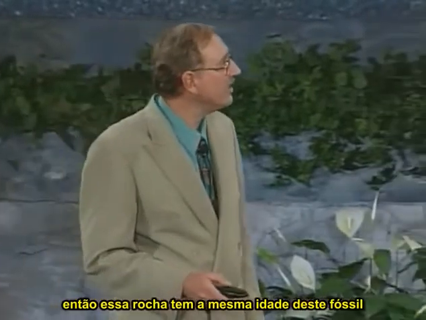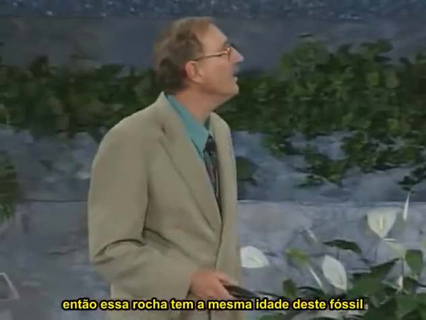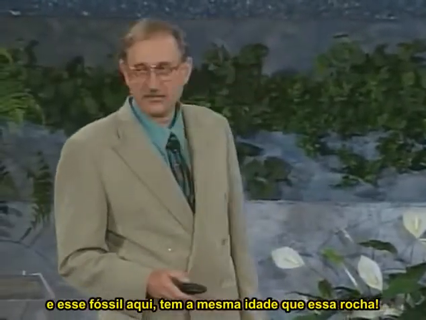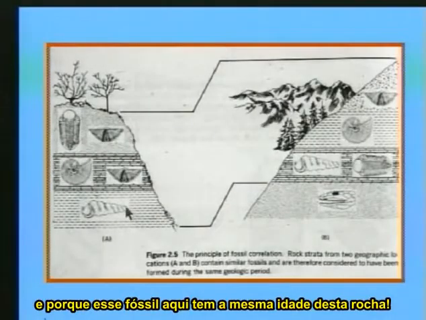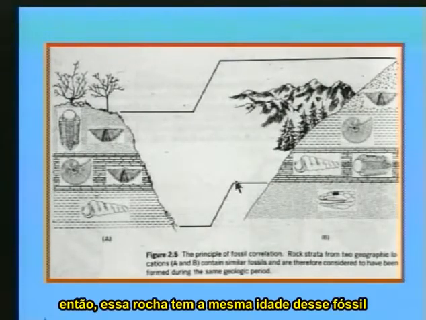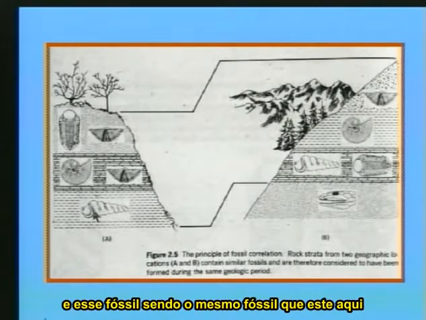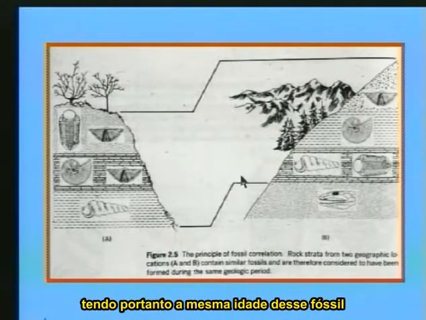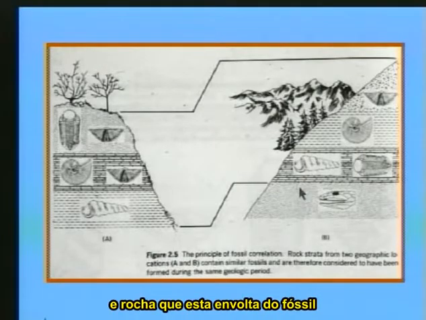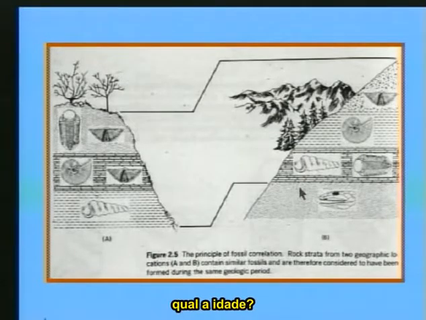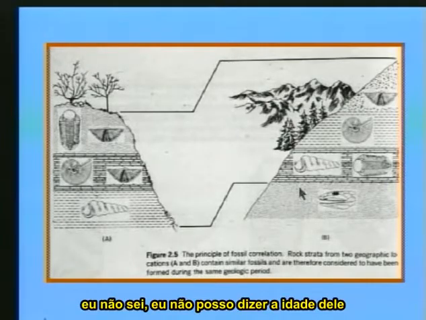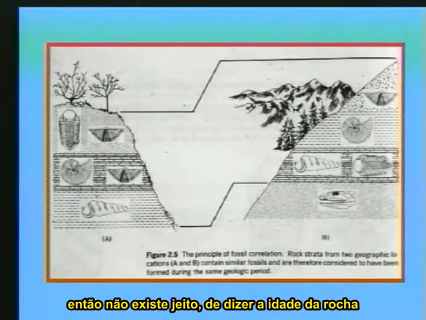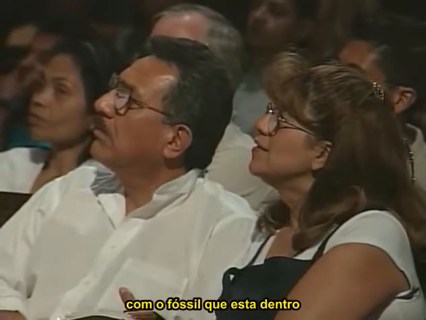So this rock over here is as old as this fossil, and this fossil over here is as old as this rock. And because this fossil over here is as old as this rock, therefore this rock is as old as that fossil, and this fossil being the same fossil as this fossil is therefore the same age as this fossil, and the rock around it is also the same age. How old is it? I don't know. I cannot tell you how old it is. So there's no way I can tell the age of the rock from the fossil within it.